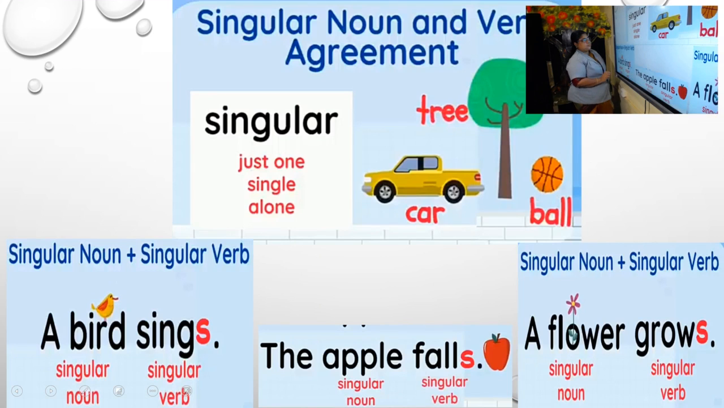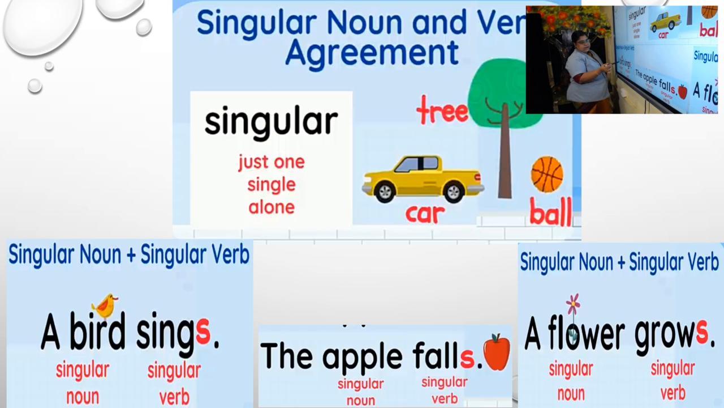Yes. Singular noun and verb agreement. Singular, what do you mean by singular? Singular means just one, single. Look at the picture: one tree, one car, one ball, right? So a singular noun plus a singular verb. Keep it in your mind. This is the first point you are learning: singular noun, singular verb.